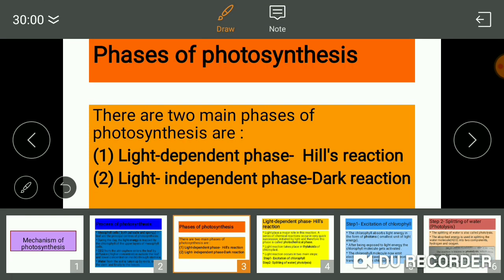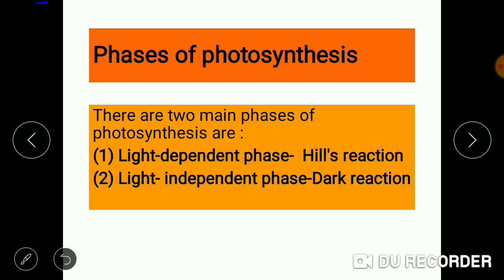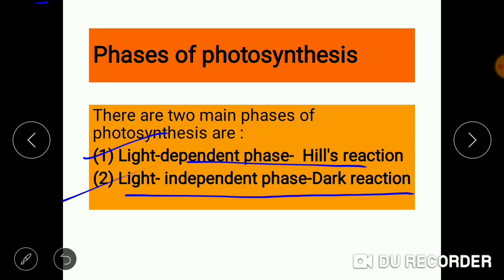Now we'll talk about the phases of photosynthesis. There are two main phases of photosynthesis. The first one is the light dependent phase and the other one is the light independent phase. The light dependent phase is also known as Hill's reaction, while the light independent phase is also known as dark reaction.